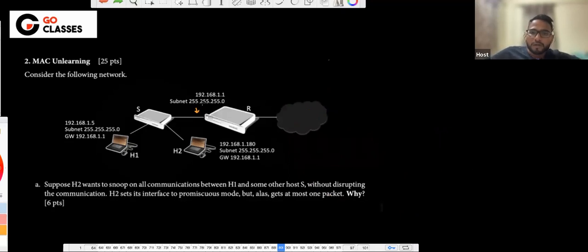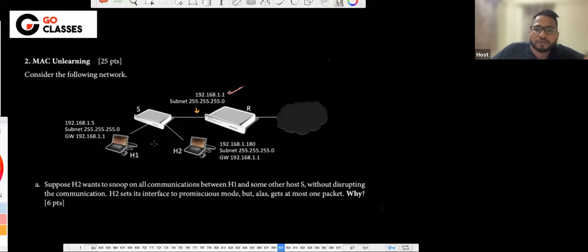Okay. Now, this is the default gateway. Gateway is basically the first router that this host packet will reach. Now, what are they saying? Suppose this H2 wants to snoop all the communication between H1 and some other host S.